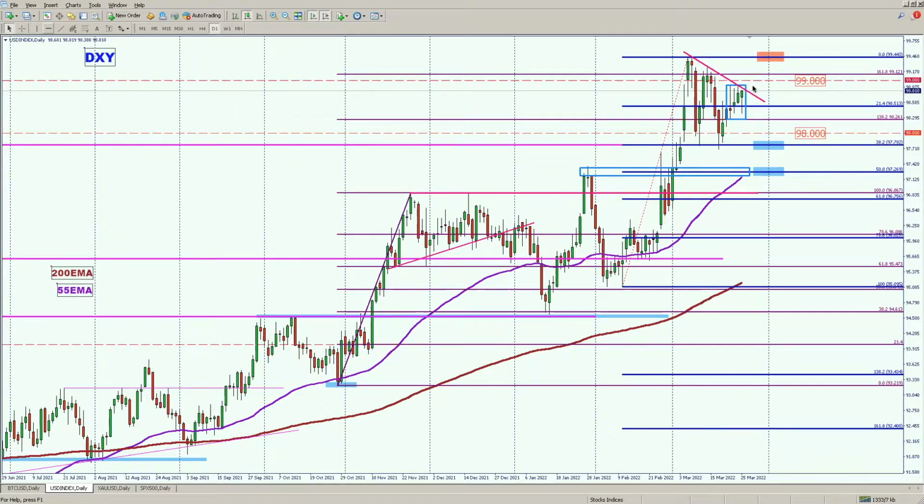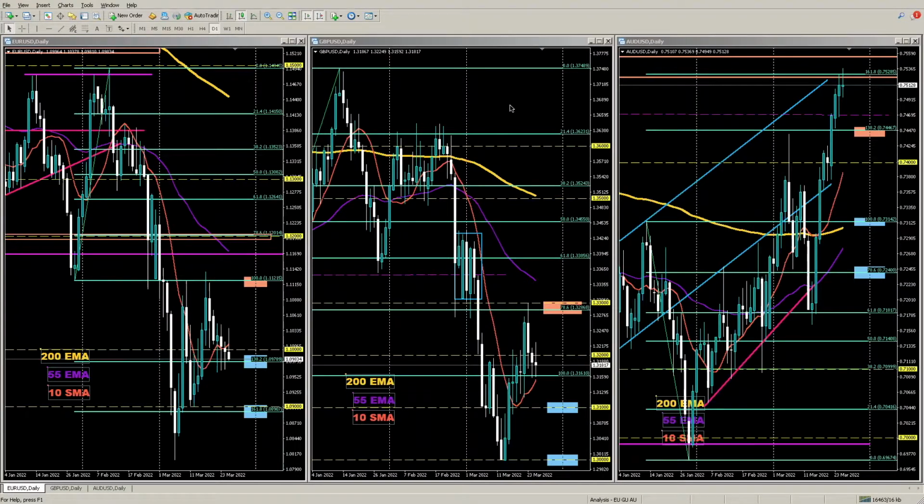Otherwise, it needs to break out higher and then above the 99. Okay. All right, so let's head back to the other pairs. All right, let's move on to the cable.